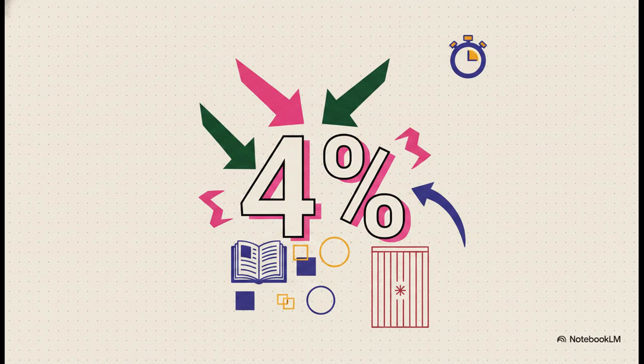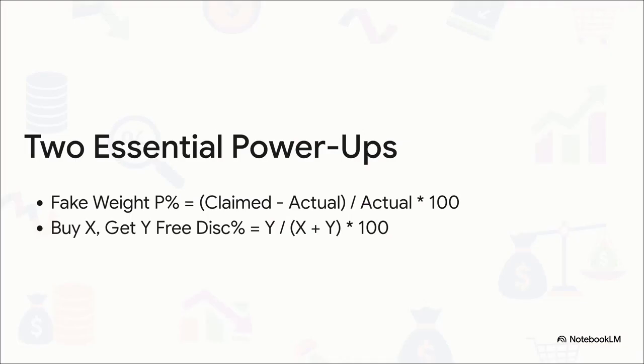Never, ever fall for that break-even trap again. All right, let's rapid fire 2 more essential power-ups. Trick 3 handles the classic dishonest shopkeeper.